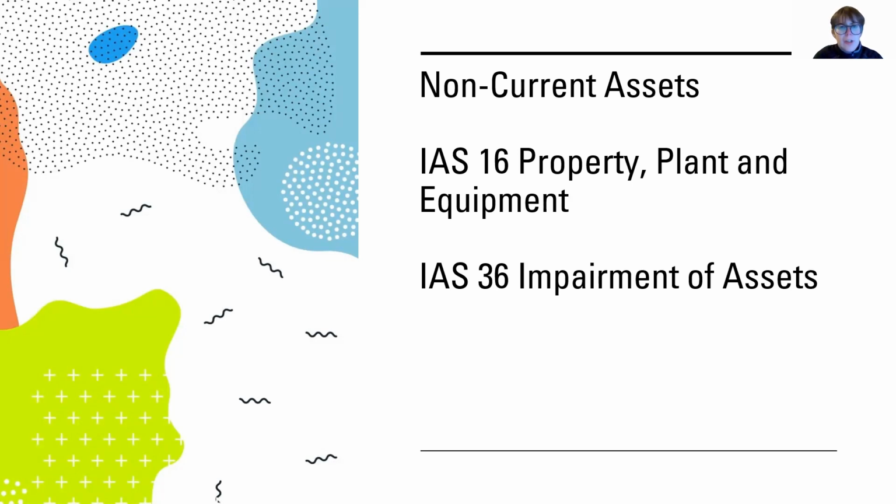Today we are going to have a look at non-current assets. There are two main IASs which relate to this. The first being IAS 16, which concerns property, plant and equipment, and the second one being IAS 36, regarding the impairment of assets.